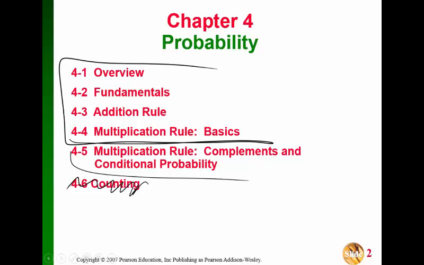So for us, we're just going to focus on the first 5 sections here and eliminate the 6th section. And we're going to talk about the basic rules for probability and a couple of rules of addition and multiplication, and then complements and stuff like that.